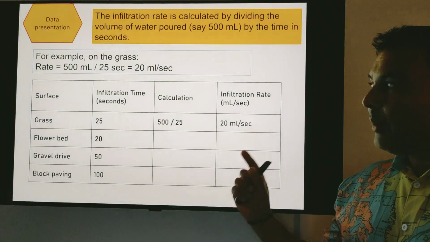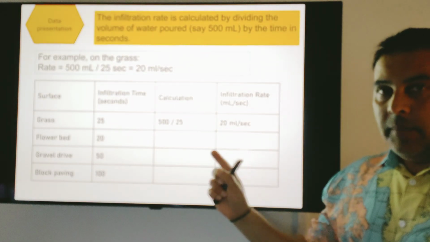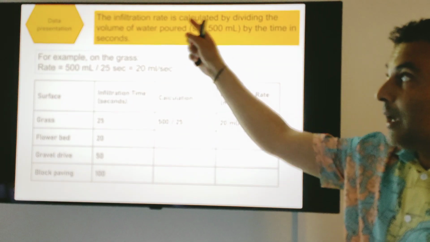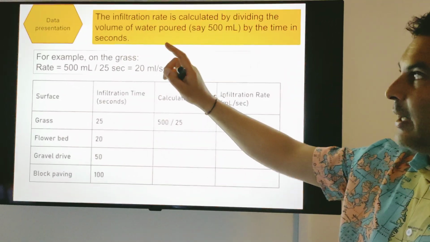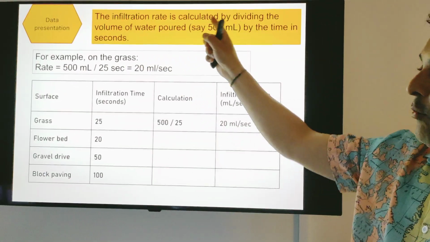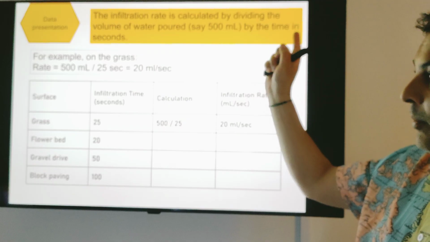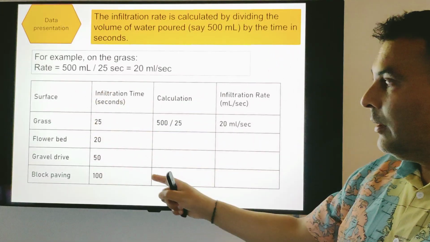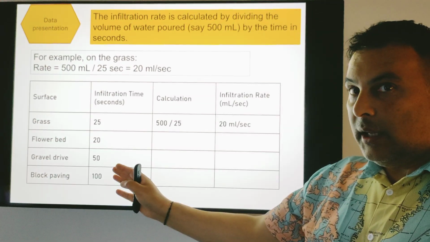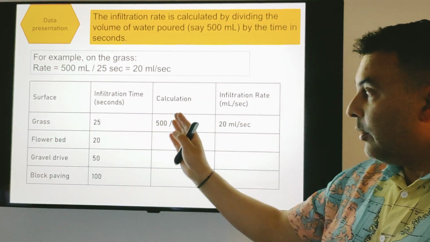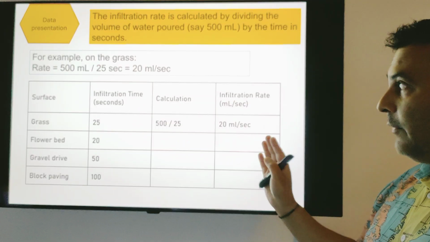Okay, so if you can grab your table now, glue this into your book, write down the top title, so the data presentation is where we are in the stage. Write down this explanation here to help you remember. You've got this table completed as if we'd gone out there and done the measurements. So all you need to do now is the calculation, giving you the infiltration rate.